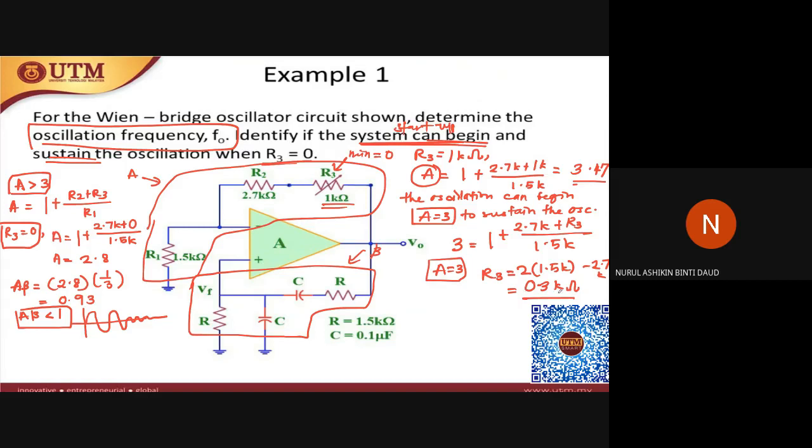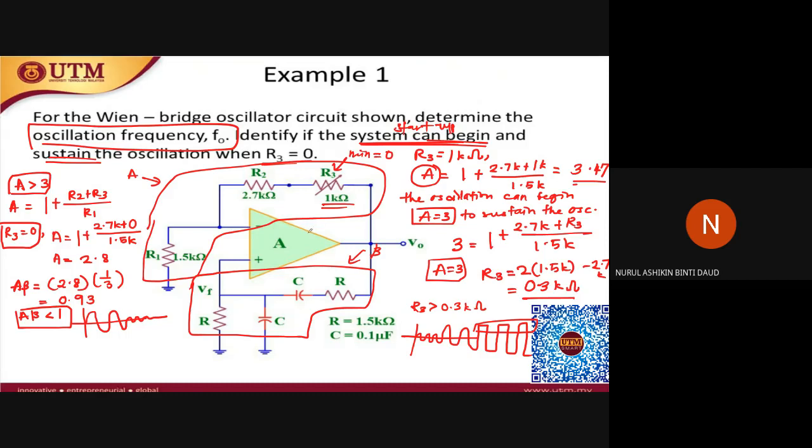Okay, 0.3 kilo ohm. So what will happen if the value of the potentiometer R3 is more than 0.3 kilo ohm? Okay, the oscillation will begin, and then it will keep increasing. It will keep increasing, and at this part, it will clip.